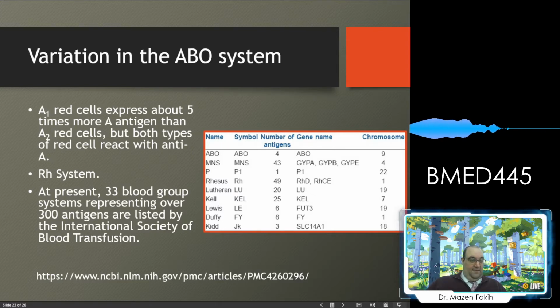But what is different is that there are 33 different blood group systems. مثل الكال system, مثل اللويس, الدافي, etc. And there's a very long list. إذا حبيتوا تشوفوا list, this is the link. It's a very nice article about which is here, about the different variations of the ABO system.